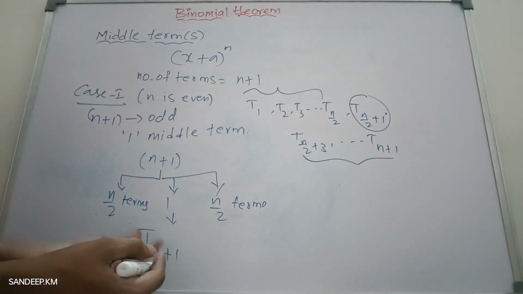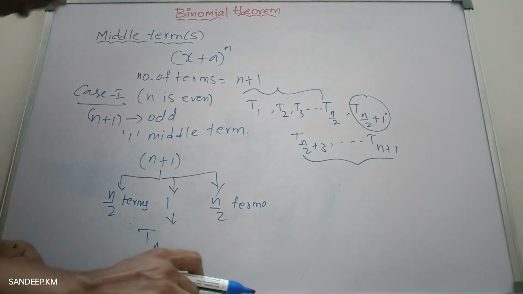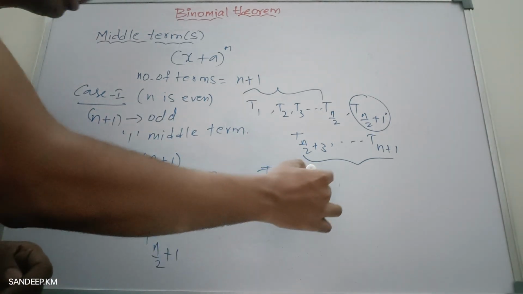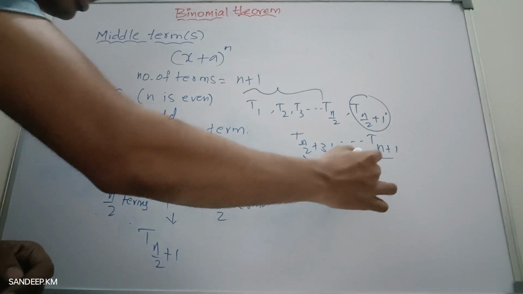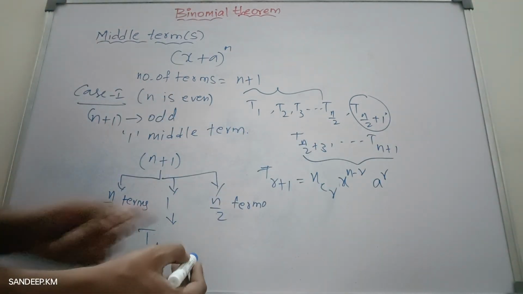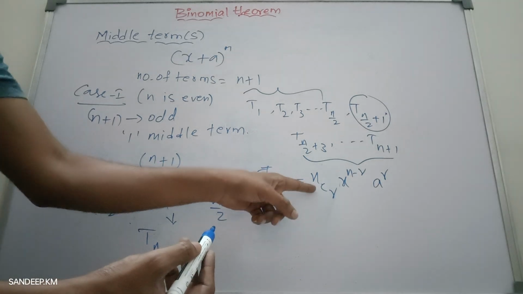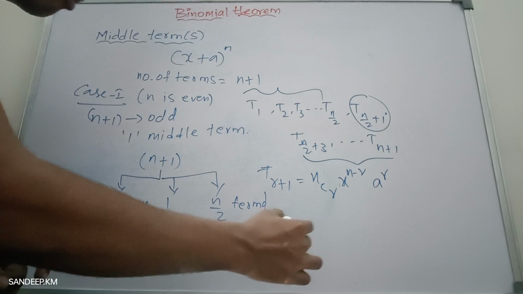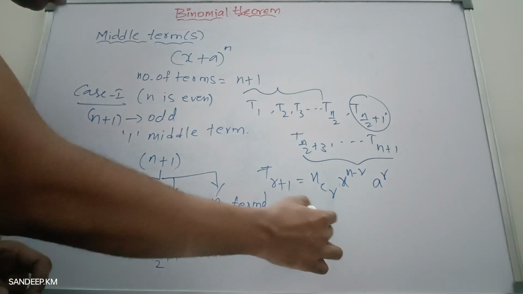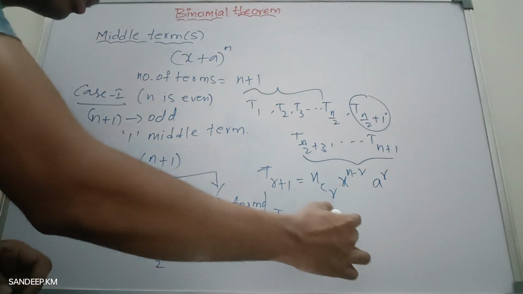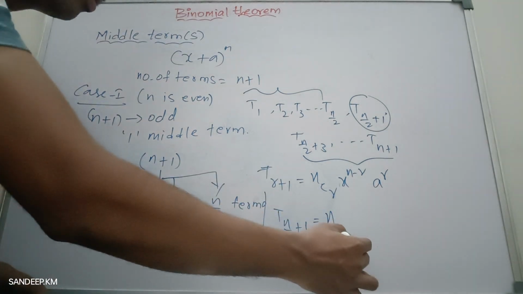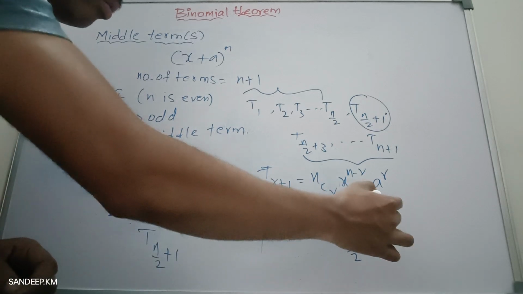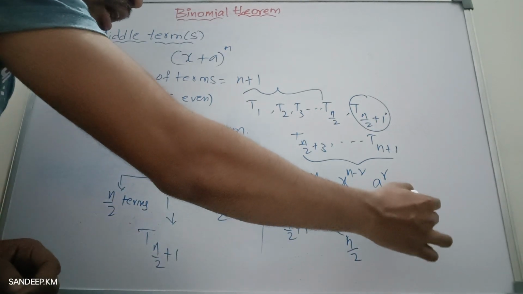So what is the formula to find the middle term? We already know that T(r + 1), the general term in this expansion, is nCr x^(n - r) a^r. Therefore, what is the middle term T(n/2 + 1)? It is nCr, where r is n/2, into x^(n - r), where r is n/2, into a^r, again r is n/2.